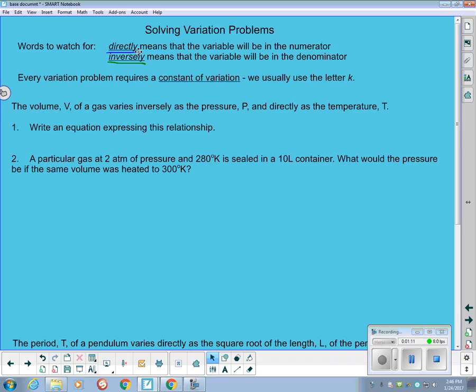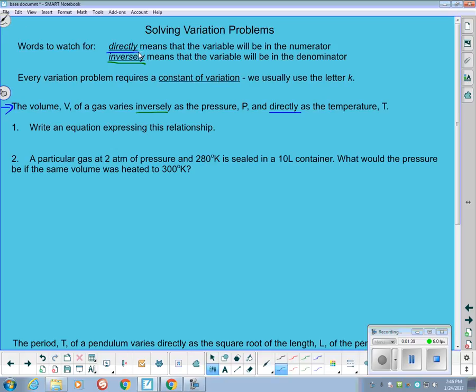So let's take a look at our first example here. It says that the volume V of a gas varies inversely, so there's our inversely word, as the pressure, for which we're using the variable P, and directly, so this actually has both of the words, as the temperature T. And it wants us to write an equation that expresses this relationship.